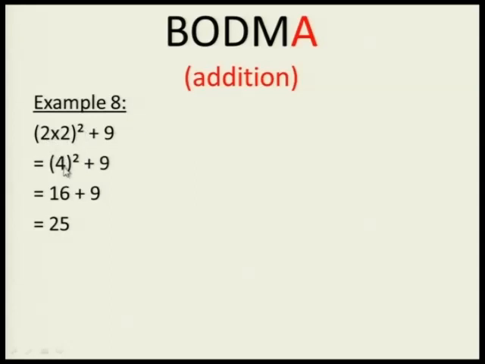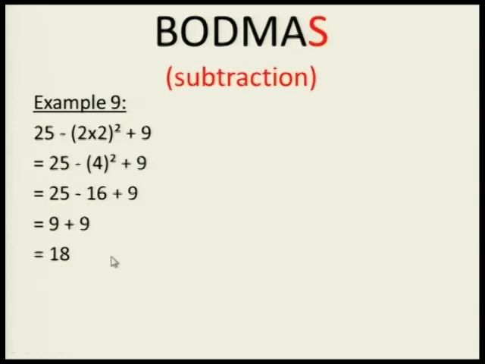So 2 times 2 is 4. And then you square it. 4 times 4 is 16. Bring down the 9 every time. 16 plus 9, we're only doing the addition at the end, is 25.